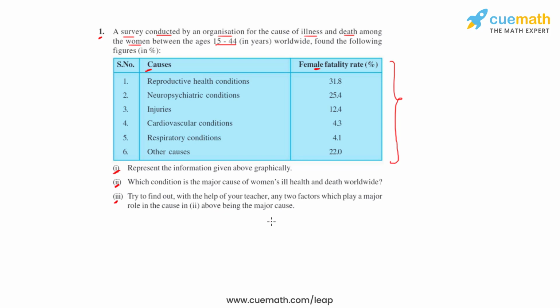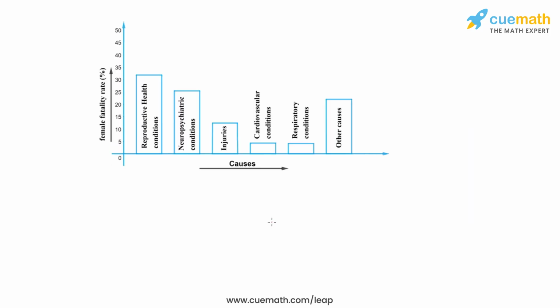So the above data can be represented graphically using a bar graph. So let's do that. In the bar graph that we have got now, we can see that we have represented the causes on the x-axis, maintaining equal widths for all the bars and with equal gaps in between. One cause will be represented by 1 unit as shown here. And on the y-axis, we have represented the female fatality rate. And the scale is 1 unit equal to 5%.